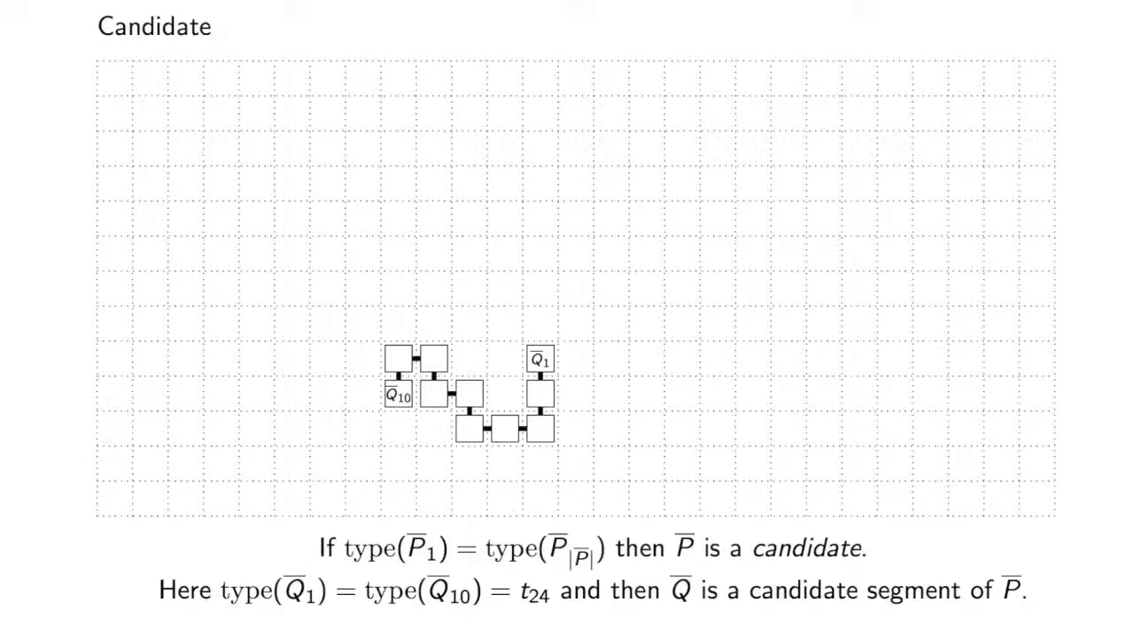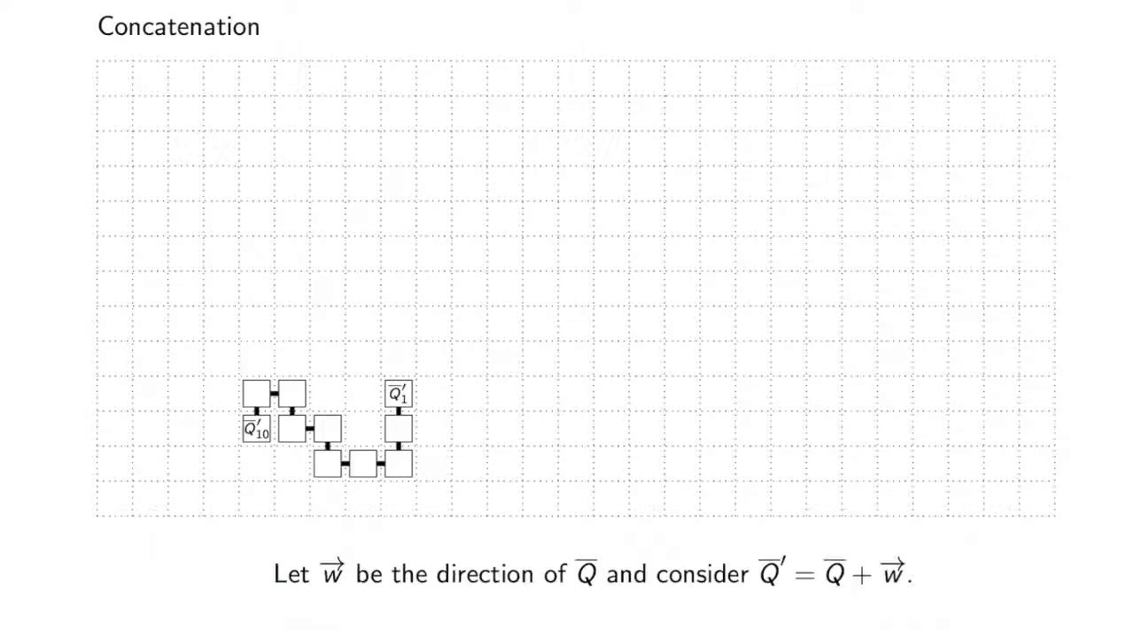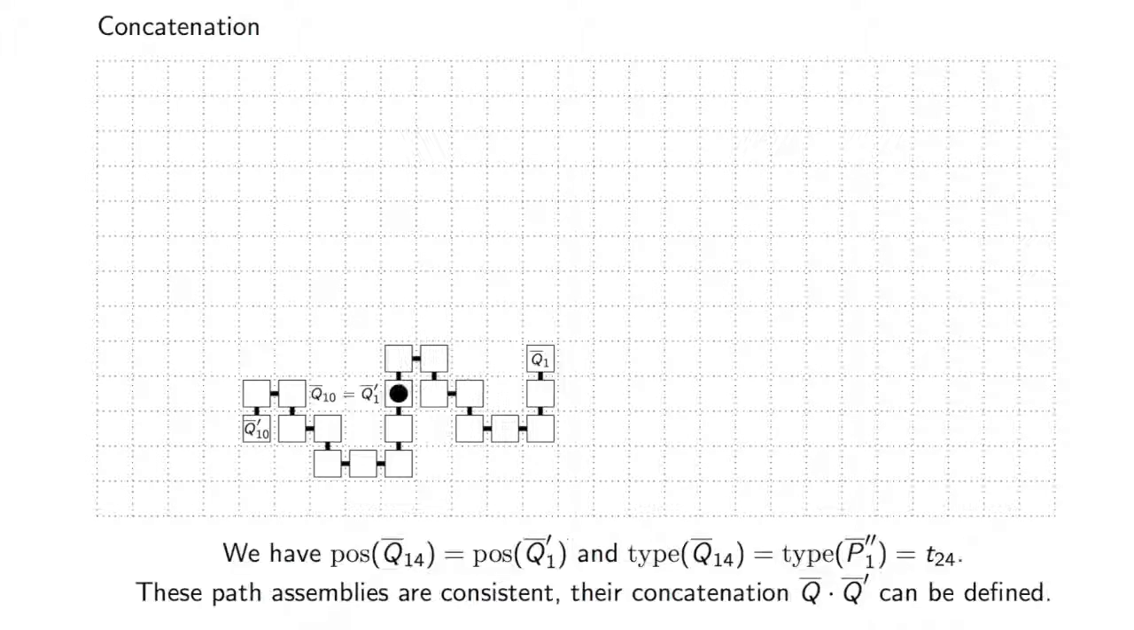Now, we say that a path assembly is a candidate if and only if the tile type of its first tile is the same as the tile type of its last tile. In our example, the path assembly Q is a candidate segment of P, whereas P is not a candidate. We represent here the path assembly Q' obtained by translating Q by W, where W is the direction of Q.